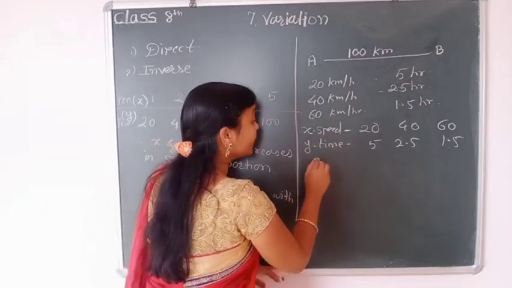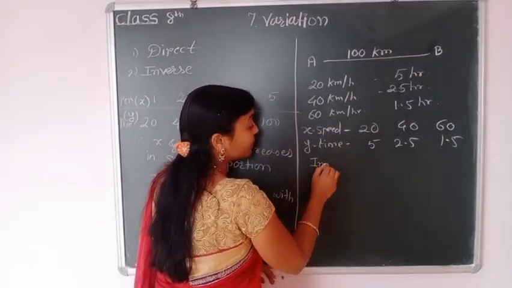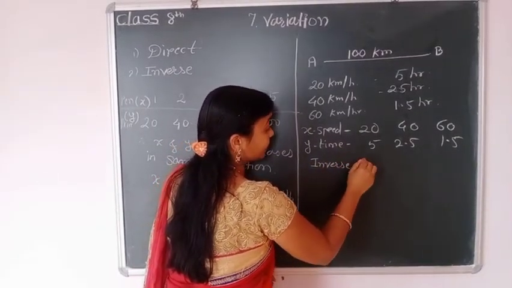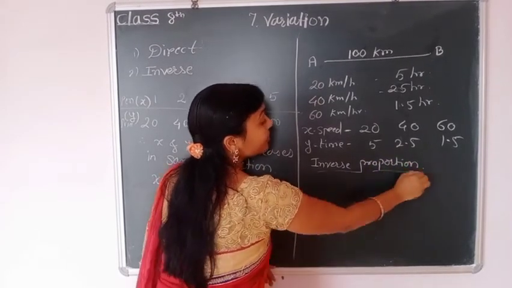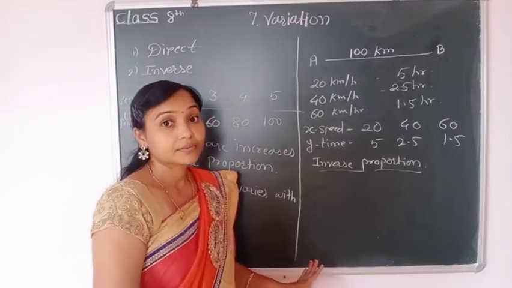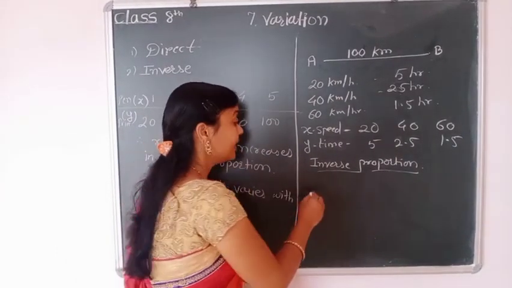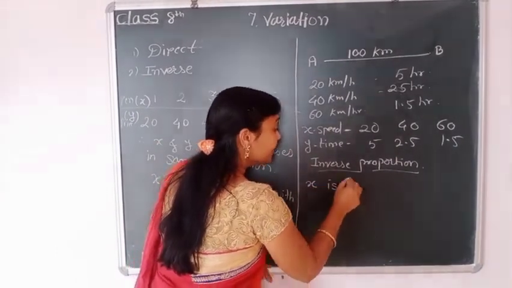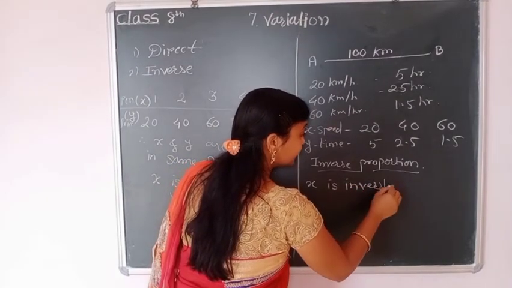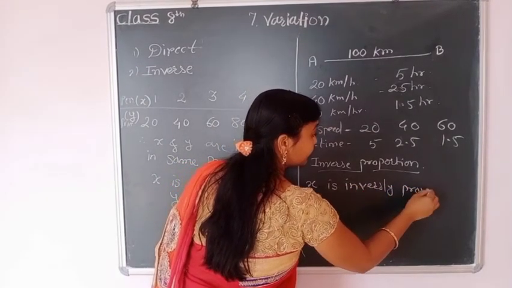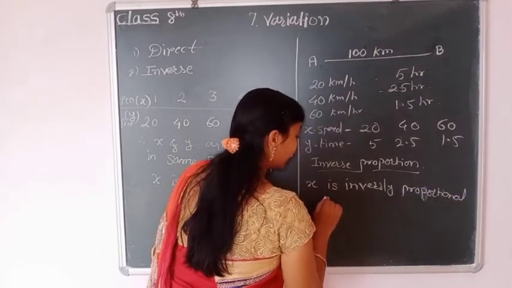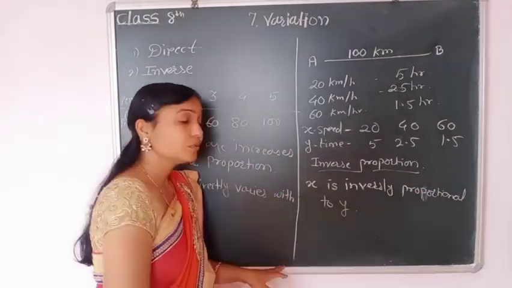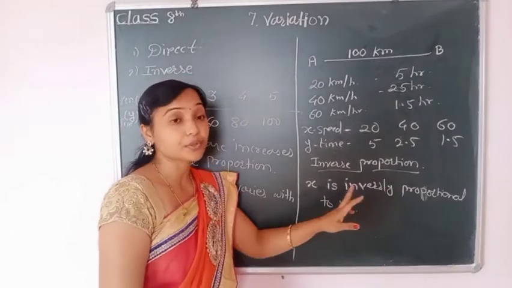Here is the inverse proportion. This is the example of inverse proportion or inverse variation. Now it is denoted by x is inversely proportional to y. So we write x is inversely proportional to y.